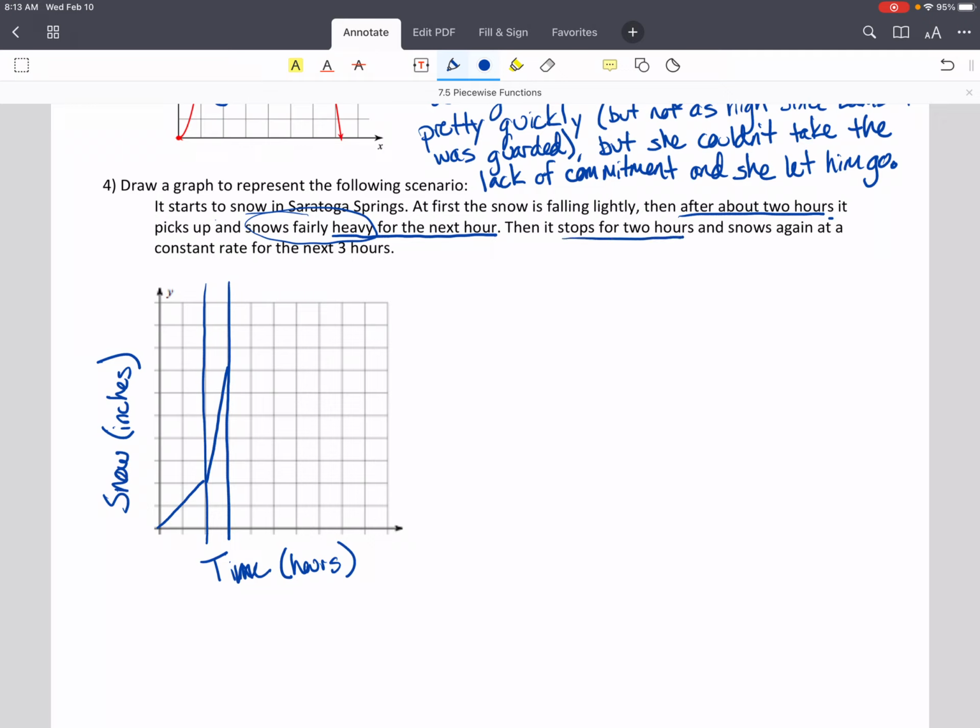If the snow stops falling, that doesn't mean the snow that's on the ground disappears. That just means it stays at a constant rate, so it'd be pretty flat. And then it snows at a constant rate for the next 3 hours, and you can decide how fast you want that to go. So maybe it's like that. So there's another scenario. Anyway, I hope you enjoyed this little piecewise lesson application insight into my life.